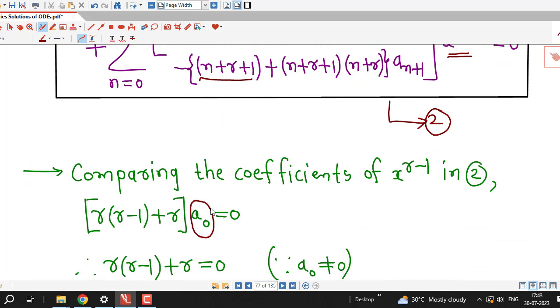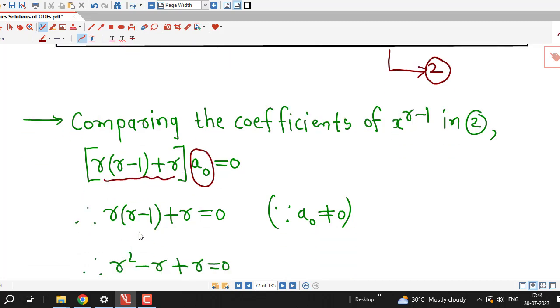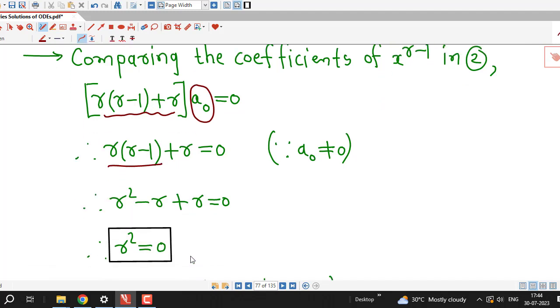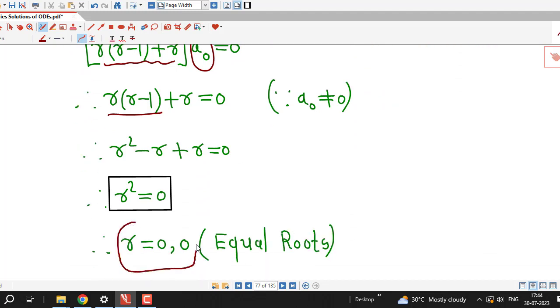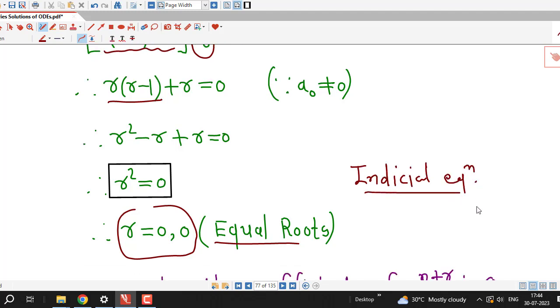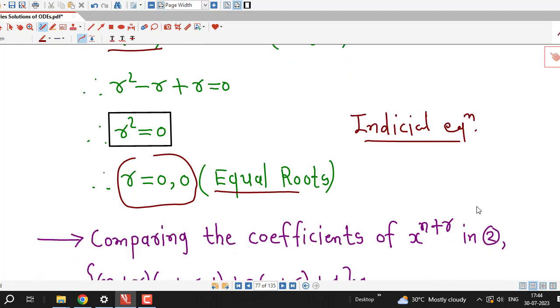And we have assumed that a0 is non-zero, therefore we must have r into r minus 1 plus r equal to 0. This I can rewrite as r square minus r plus r equal to 0, and therefore r square is 0. That means we have equal roots. So this is the case that indicial equation has two equal roots. This is second case. We have double root, and that root is 0, 0.